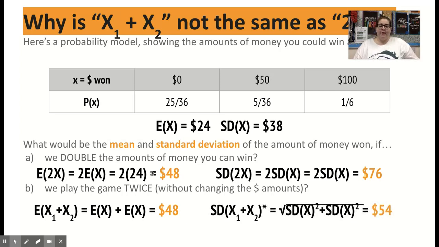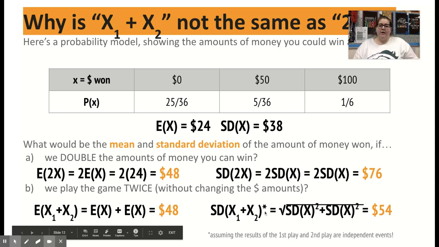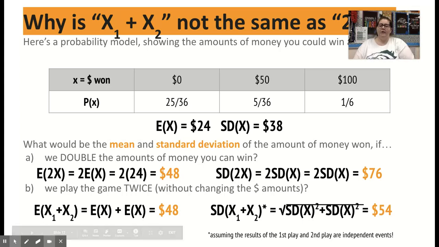The other note I wanted to make here, I have a little star. The standard deviation part would only work assuming that each play of the game is independent. So it can't be a game of skill where you get better. It would have to be a complete game of chance where I don't change my probability of winning from one play to the next. That's the only way I could find that standard deviation.